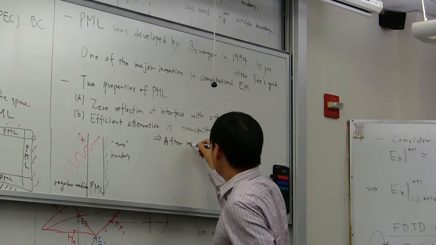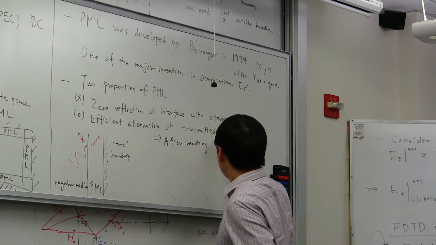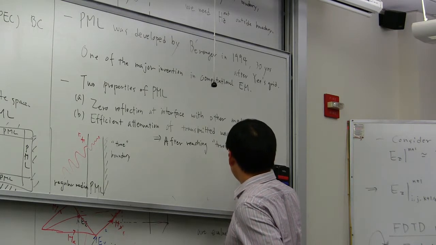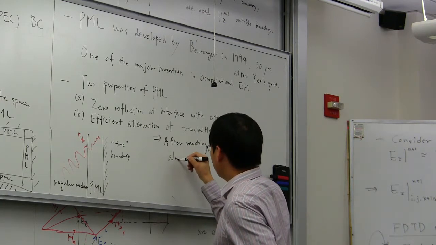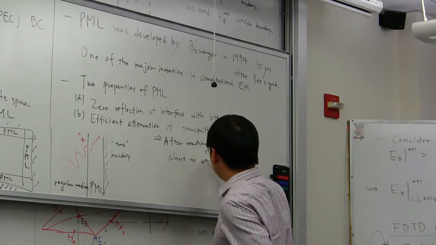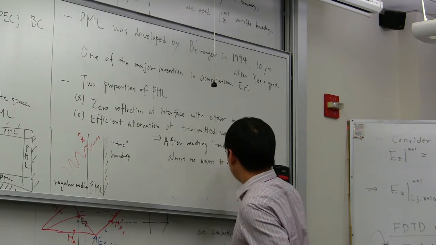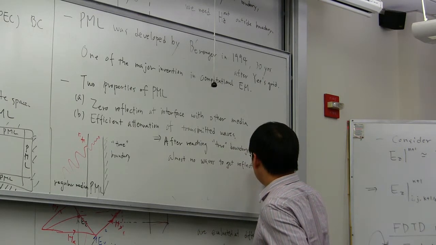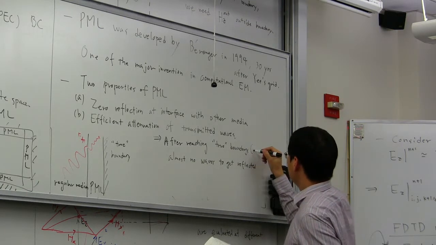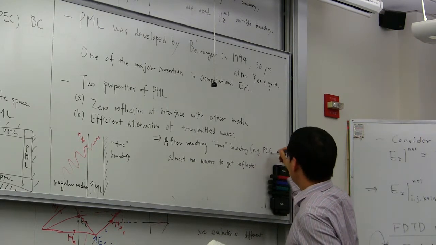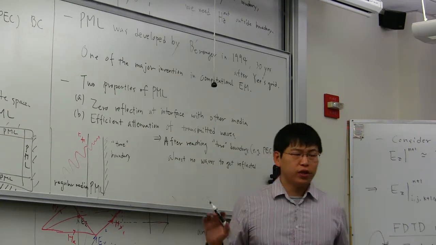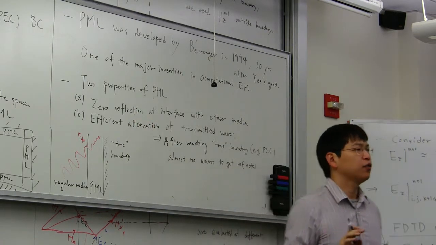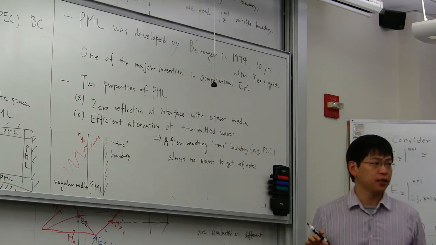So after reaching the true boundary, there are almost no waves. Therefore, there's no wave coming out of the PML. That's how PML simulates the open space.